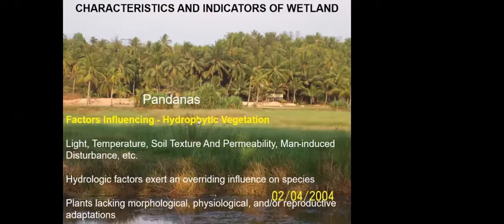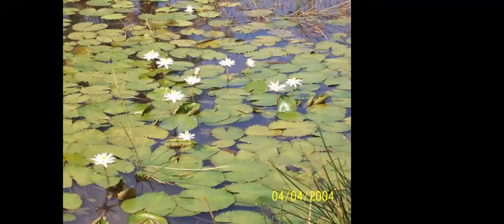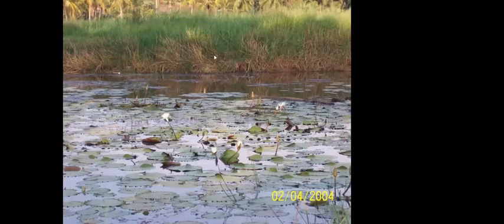Vegetation, all this, of course, I will not go into much detail. The vegetation is a function of light, temperature, soil texture, permeability, man-induced disturbances, along with the hydrological factors overriding the influence of species, plants based on morphological, physiological, and reproductive adaptation. That is where hydrophytic vegetation exists, in saturated condition, and you find this vegetation has more of a tubular structure in the stem, which allows the oxygen to reach the root system of that hydrophytic vegetation. See, this figure shows such dominant hydrophytic vegetation, and of course, floating, a combination of that.